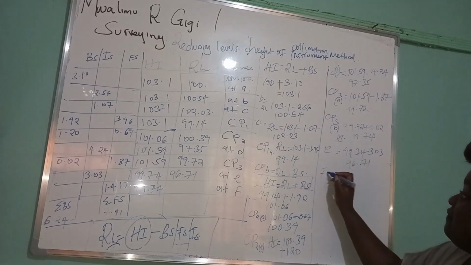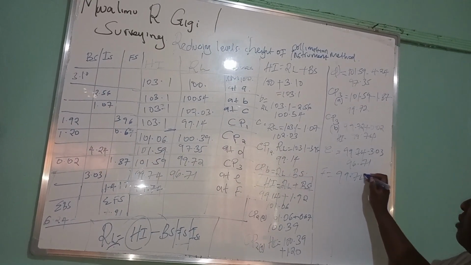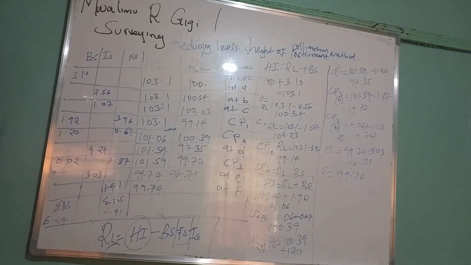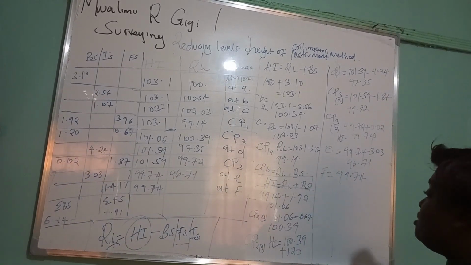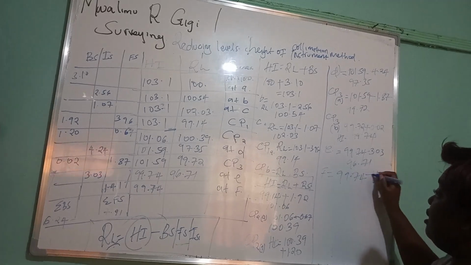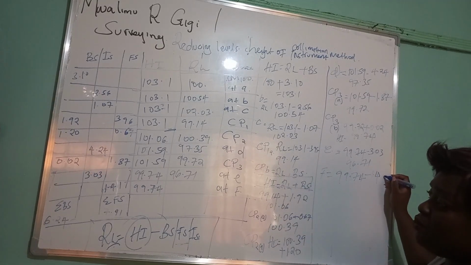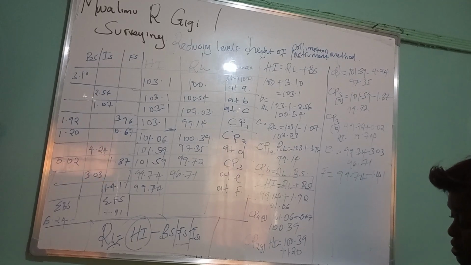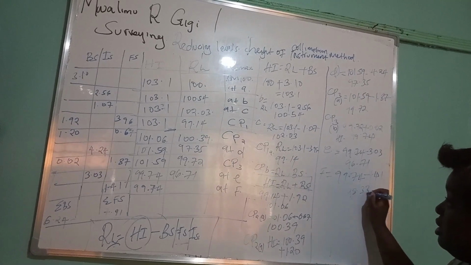And at point F, lastly, we have the height of instrument 99.74, and we have a foresight of 1.41. So 99.74 minus 1.41. So it is 98.33.